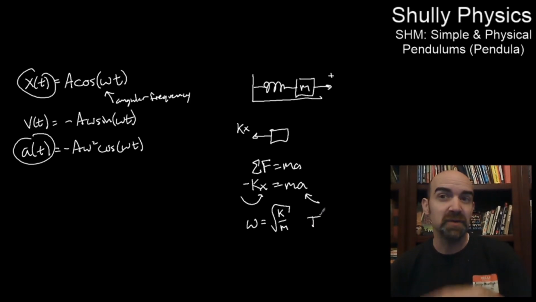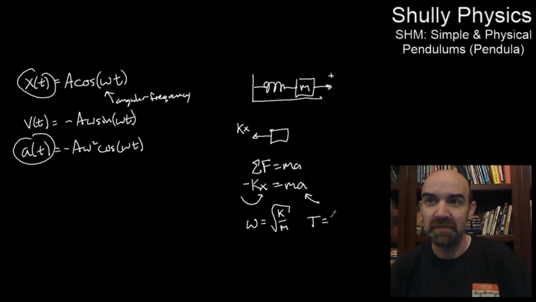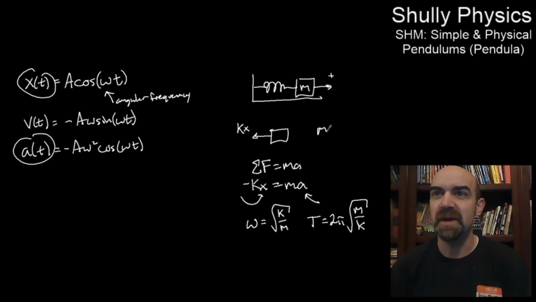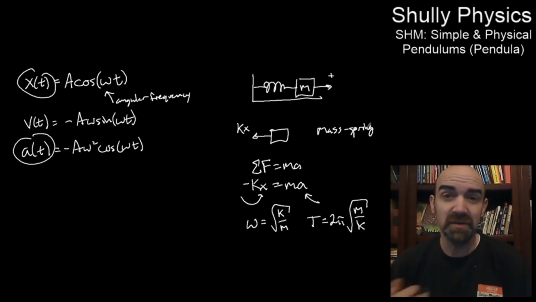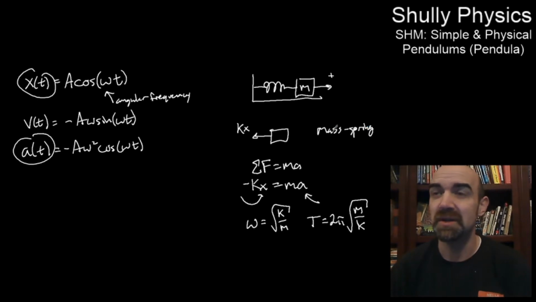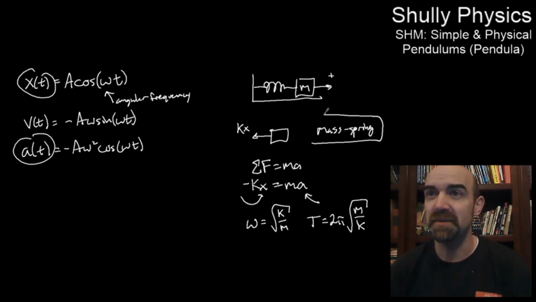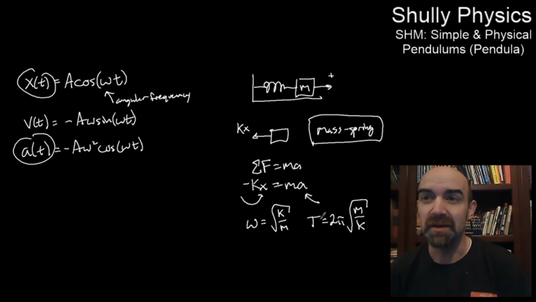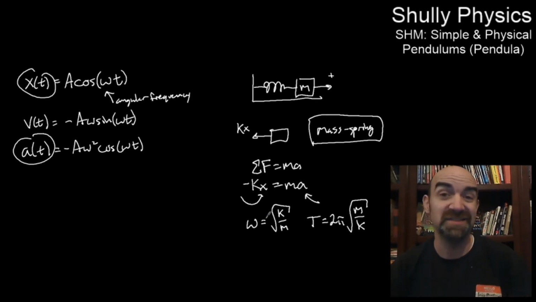We invert omega and multiply by 2 pi to get the period, which is 2 pi root m over k, where k is that spring constant. Okay, so that sums up the mass spring system. And the reason I'm doing this before I present pendulums is because the method we're going to use to solve pendulums is almost exactly the same as this one. The omega and the T are going to be found very similarly.